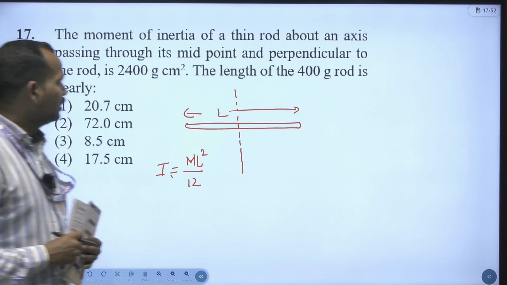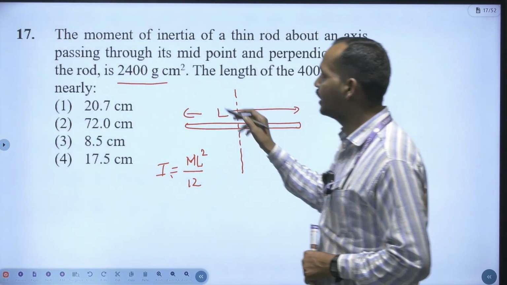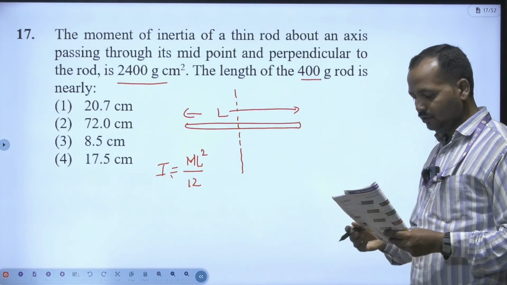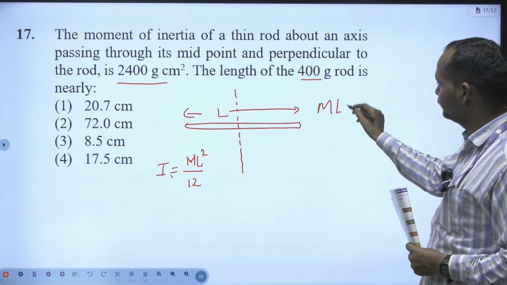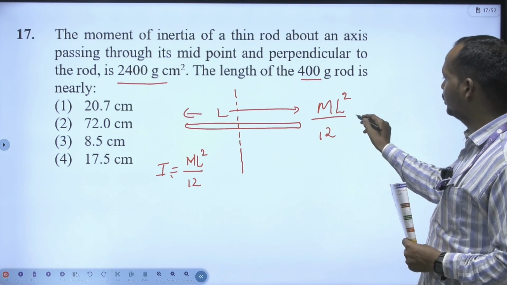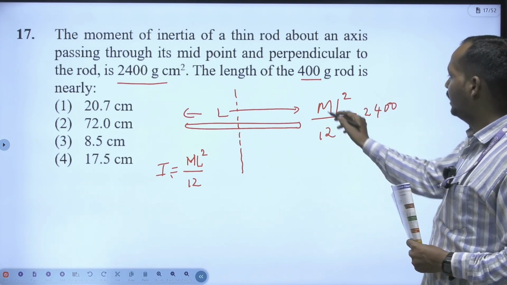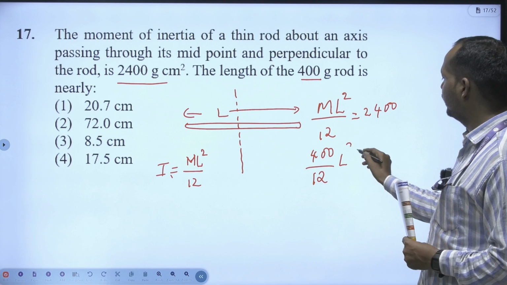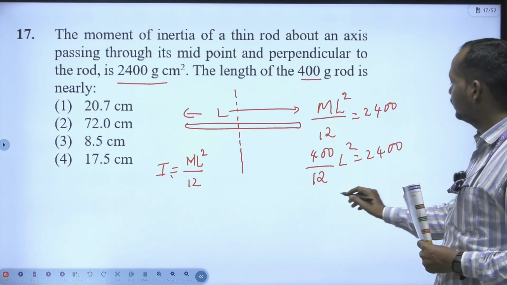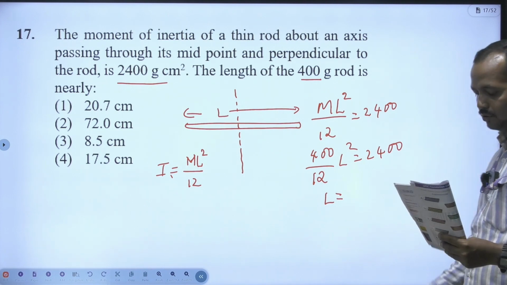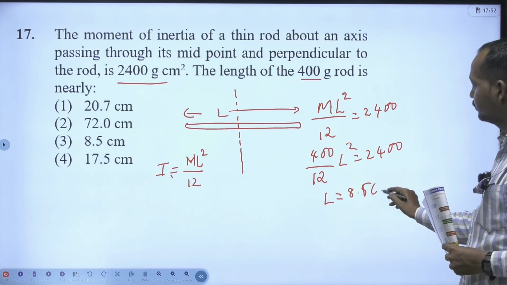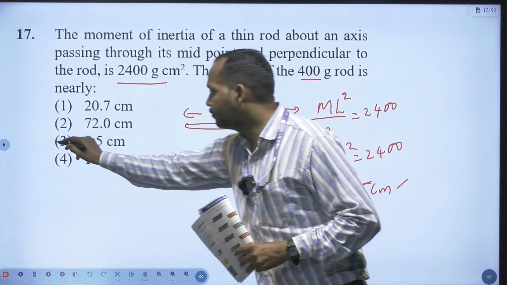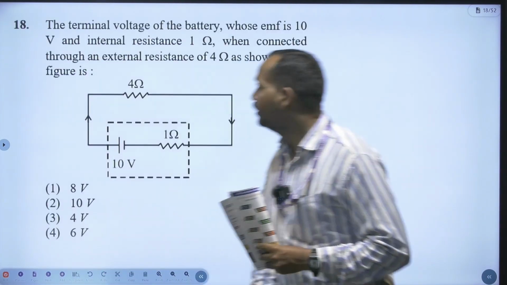Here they have given moment of inertia, which is 2400 gram per centimeter square, and the mass is also given. We need to calculate the L. So ML square upon 12 is equal to 2400, and mass also they have given, that is 400 gram, upon 12 into L square is equal to 2400. If you solve this one, you will get L equals 8.5 centimeter. So this is the answer, dear students, that is 8.5 centimeter.